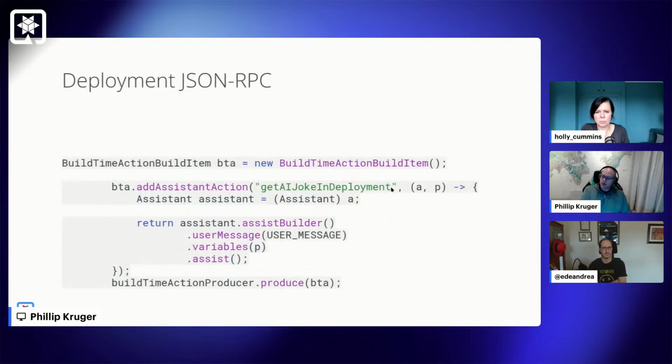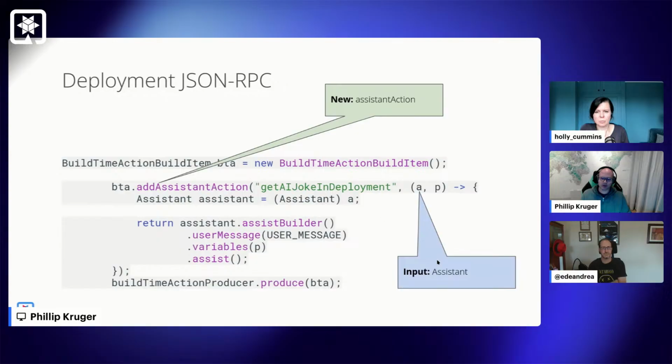I can also do it against the deployment class path. And this is, again, the way in which you do it in DevUI. You've got a build time action and build item where you would now add an assistant action. Previously, you would just add action. Now you'll add an assistant action. Again, the reason for this is because we will pass in the assistant.